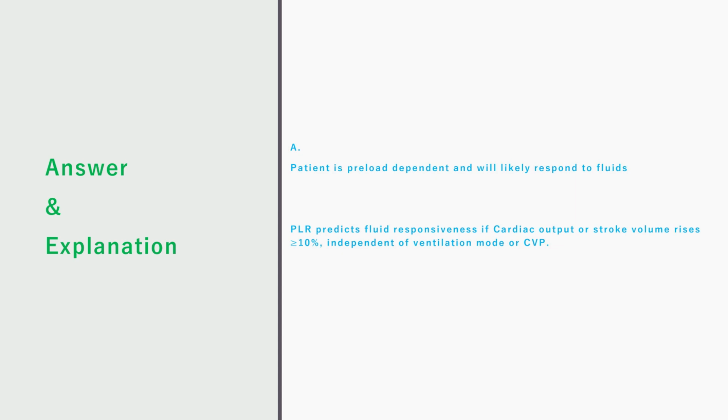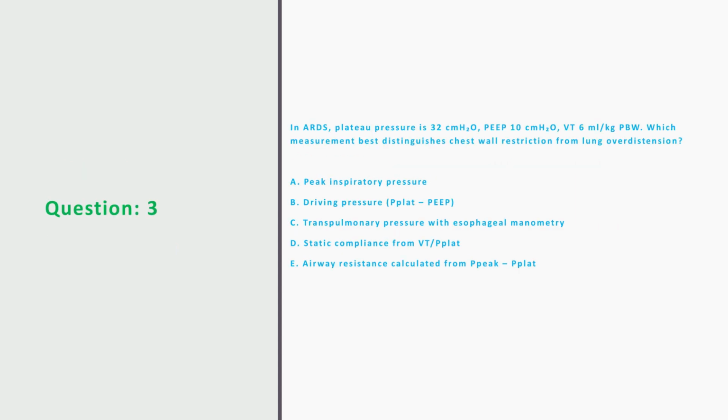Correct answer is A. Patient is preload dependent and will likely respond to fluids. Explanation. PLR predicts fluid responsiveness if cardiac output or stroke volume rises greater than or equal to 10%, independent of ventilation mode or CVP.